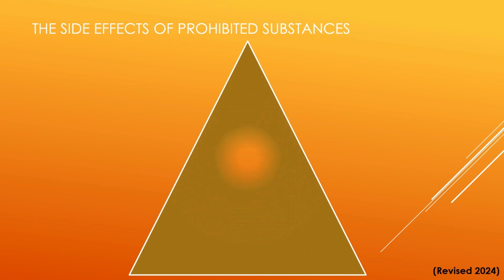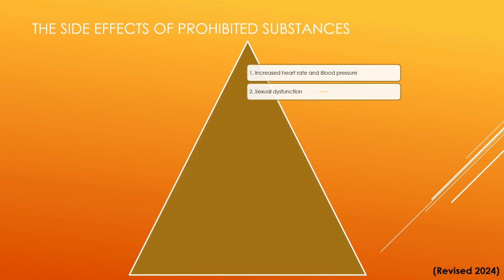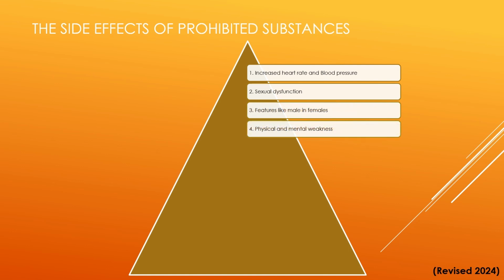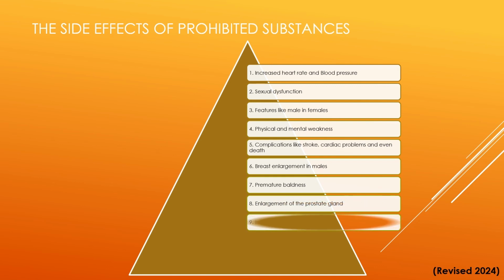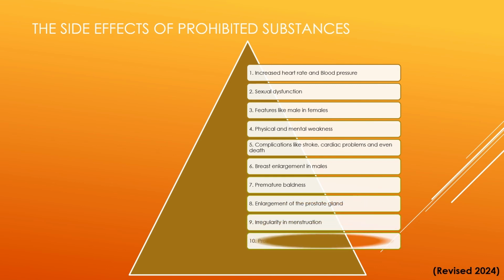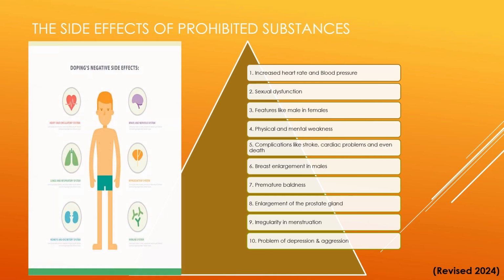1. Increased heart rate and blood pressure. 2. Sexual dysfunction. 3. Features like male and female. 4. Physical and mental weakness. 5. Complications like stroke, cardiac problems, and even death. 6. Breast enlargement in males. 7. Premature baldness. 8. Enlargement of the prostate gland. 9. Irregularity in menstruation. 10. Problem of depression and aggression.